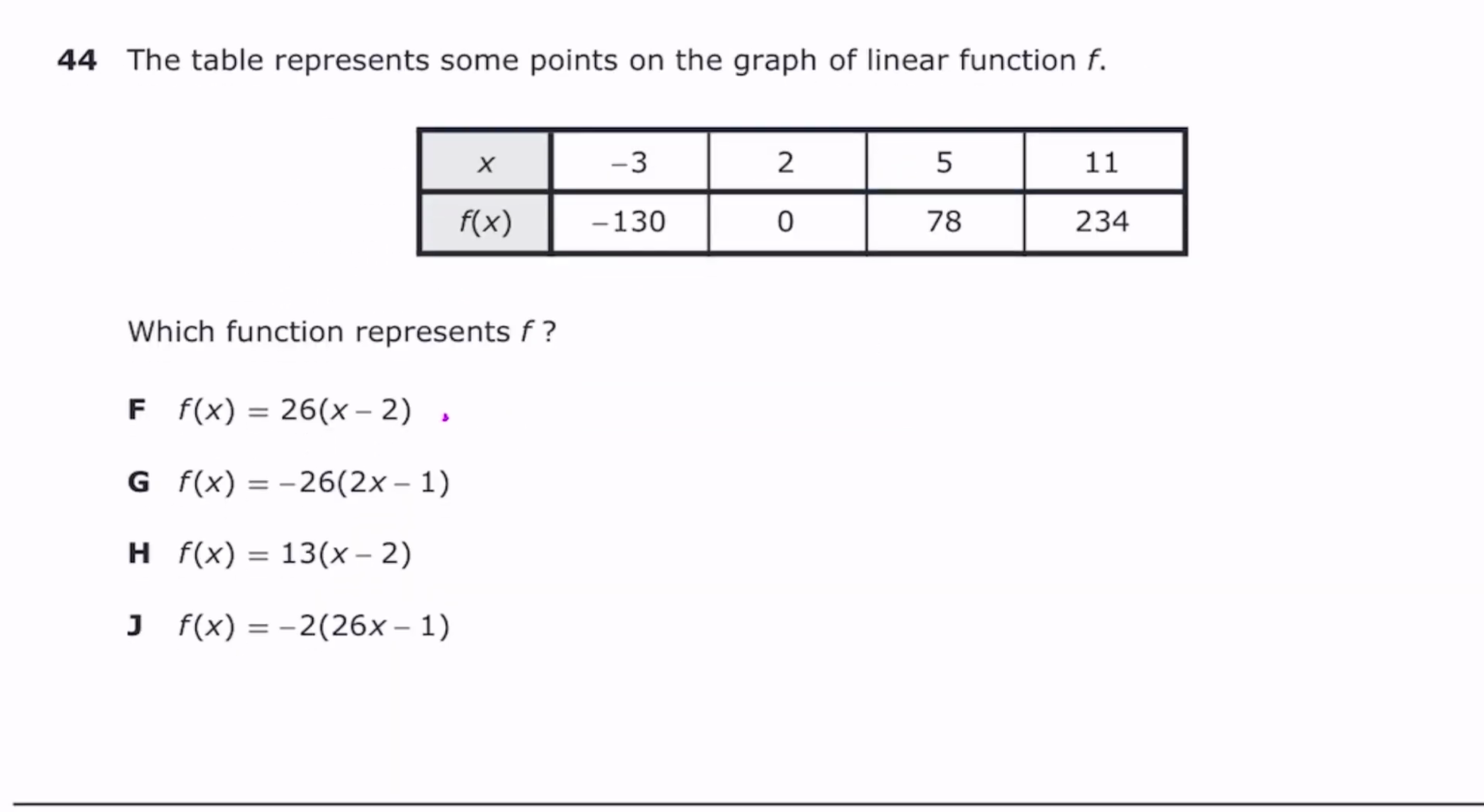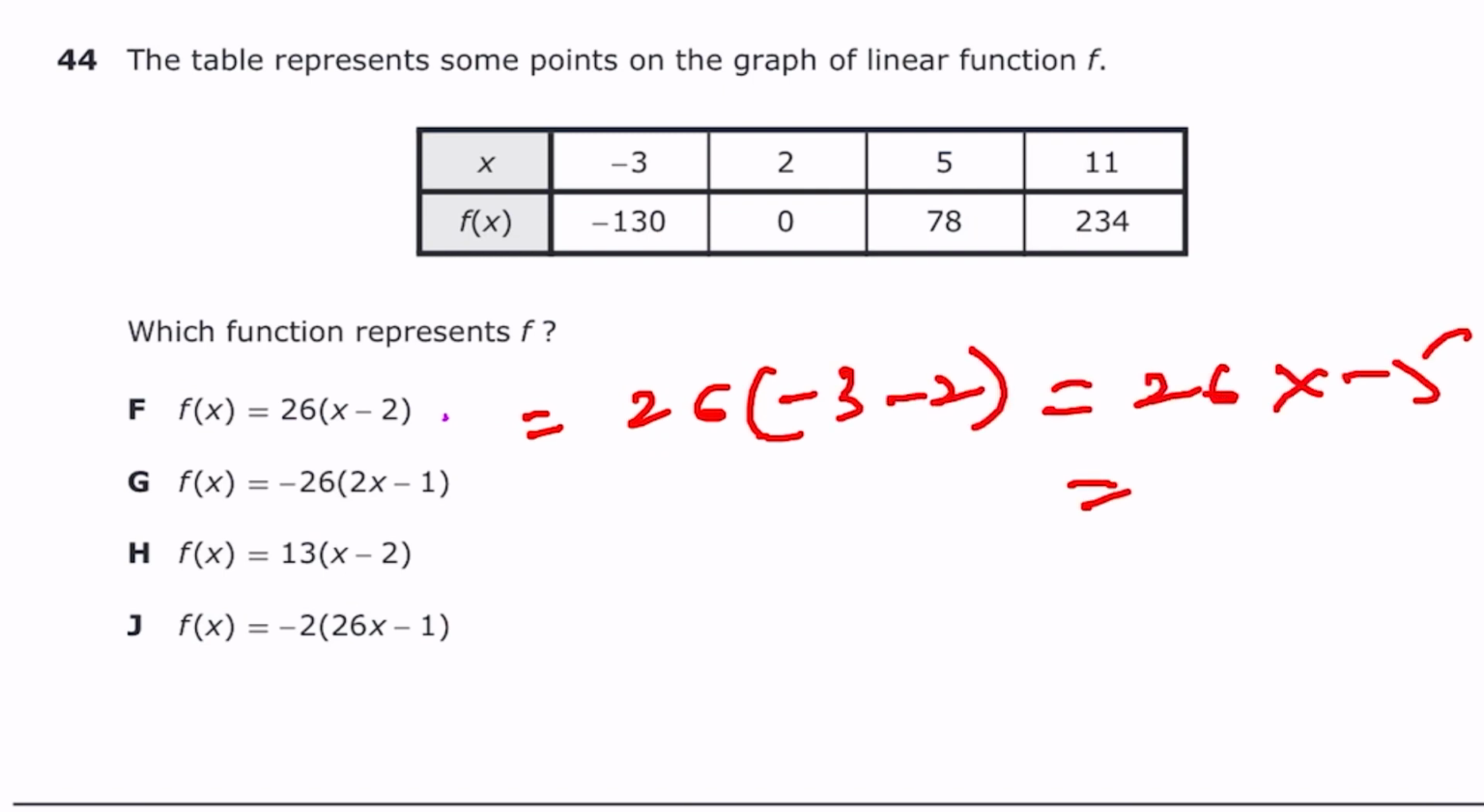Next, 44. The table represents some points on the graph of linear function f. Which function represents f? You can substitute some of the values and see which choice is the best. If you put -3 in this, you get 26 into -3 -2, which is 26 into -5, so you're getting -130. So it can be this choice. This is also correct. Now you check for the others.